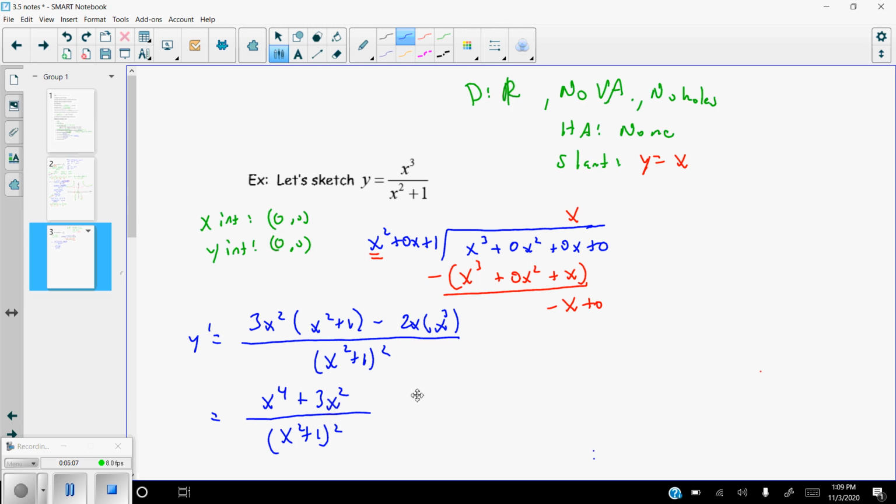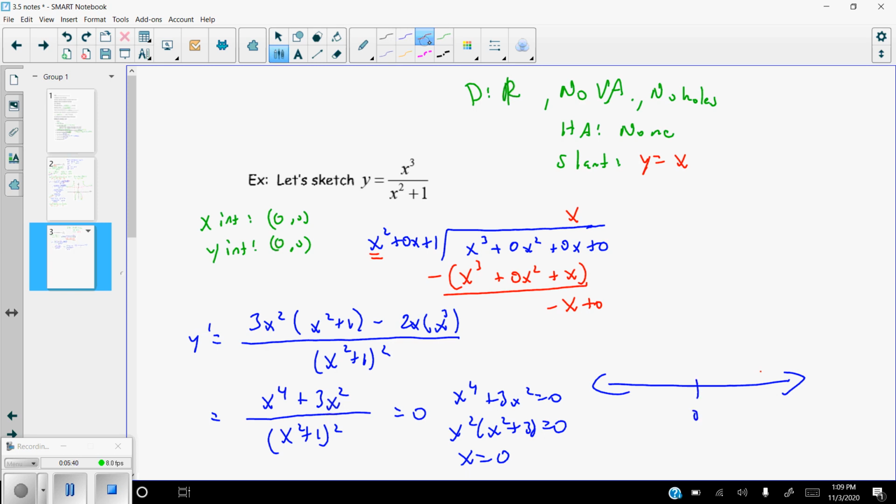So really we just have to focus on the top, which means x to the 4th plus 3x squared equals 0. I can factor out an x squared, and then we get x squared plus 3 equals 0. The x squared plus 3 in parentheses, that once again can never be 0. The smallest that will ever be is 3. But x squared on the outside can be 0 when x is 0. So that's the only critical value that we have. So let's put x equals 0.